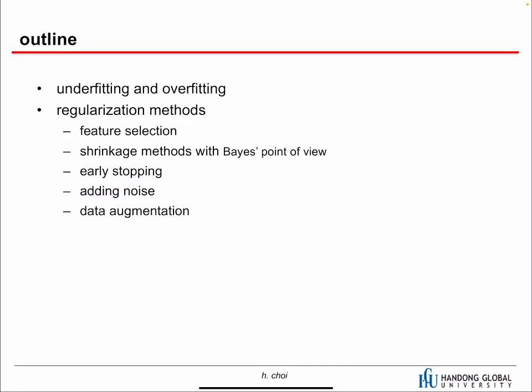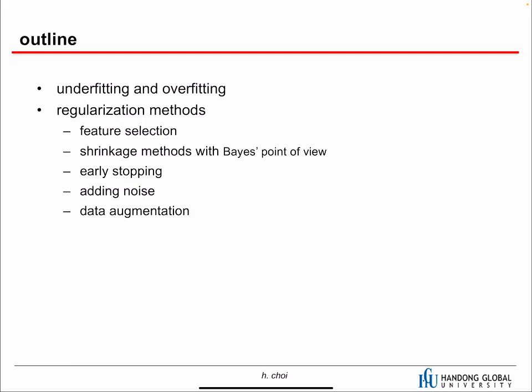First of all, we'll talk about underfitting and overfitting. And then we'll talk about many regularization methods. First, we'll talk about the feature selection. And then we'll talk about shrinkage methods, which includes ridge regression and the lasso regression. And we will understand these shrinkage methods with Bayes' point of view too.